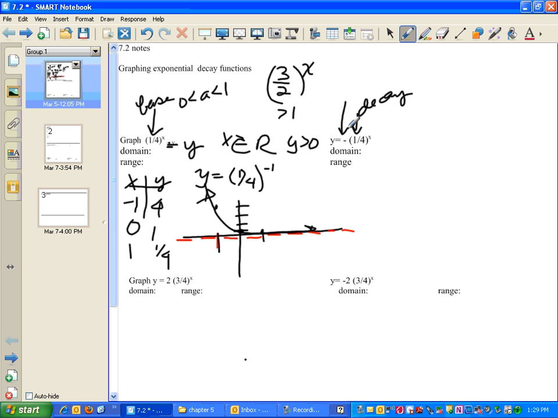What's this negative sign going to do? Where is this graph? Look over here. Where is your graph going to fall when you got that negative? It'll be below, so you'll be graphing below the asymptote, right?